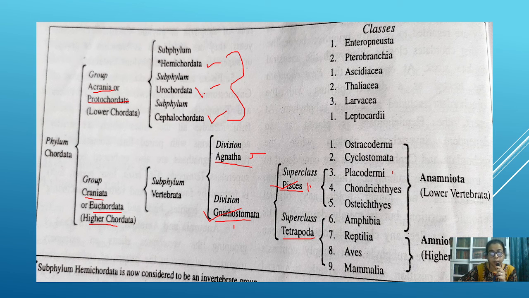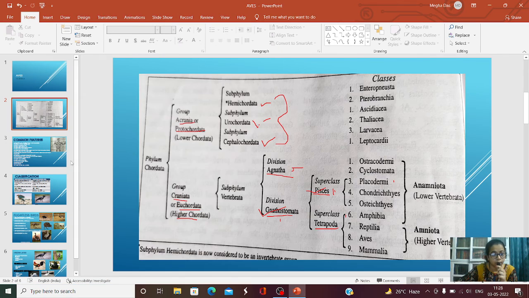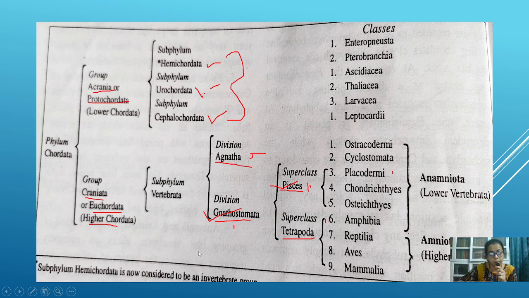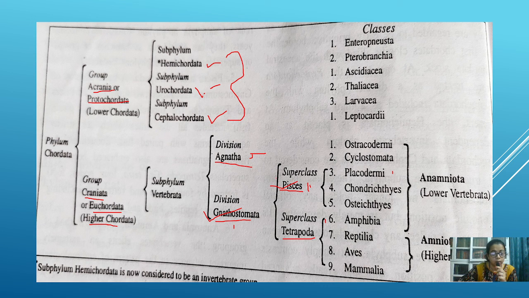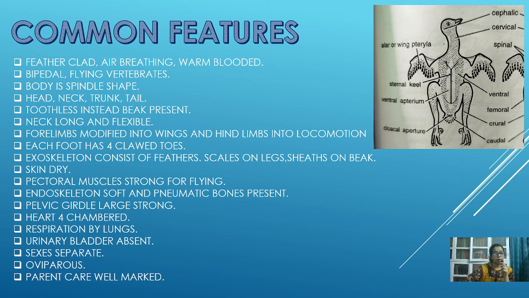And the superclass Tetrapoda is divided into four types, that is Amphibia, Reptilia, Aves and Mammals. Okay. So till now we have discussed Amphibia and Reptilia. Now we will be discussing Aves in detail. So let's start. Okay. So what are Aves?